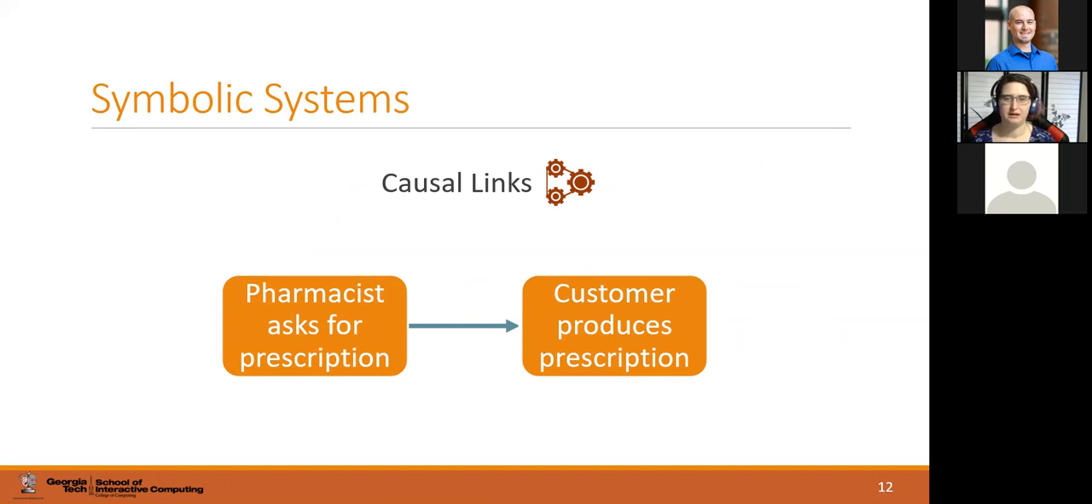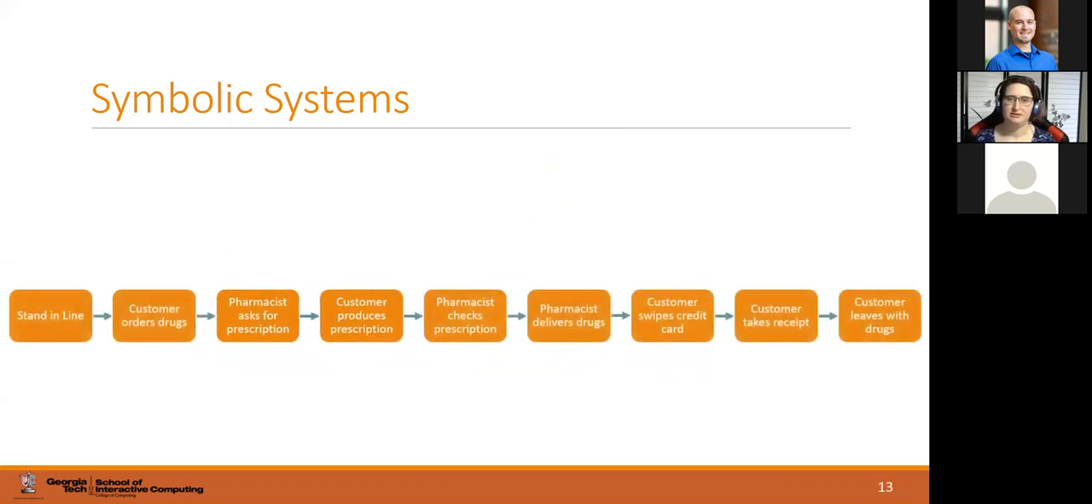You can also zoom in on a link and see that in order for this chain to continue, the customer needs to have the prescription in order to produce it. So when the pharmacist asks for the prescription, it's basically the system asking, and then you need the prescription in order to continue on. You can have longer-term causal links called causal chains. In order for the customer to leave with the drugs, the pharmacist needs to deliver the drugs. And in order for the pharmacist to deliver the drugs, the customer has had to produce the prescription.